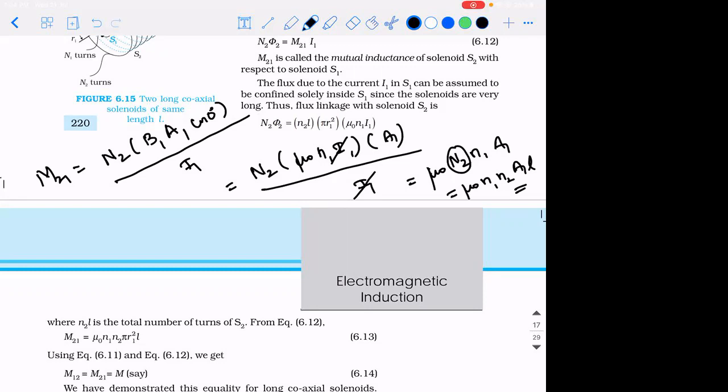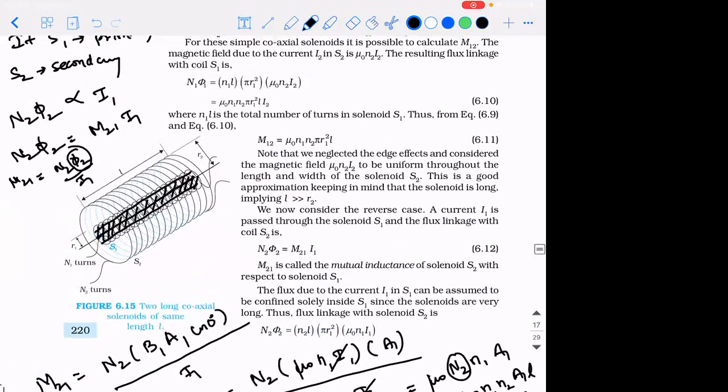Sir, one doubt, sir. Won't the flux decrease with distance? Why? No, in this case, the first coil is completely within the second coil. Why would it decrease with distance? Okay. So whatever is the flux that is linked with the first coil is the same flux present within the second coil. Okay, sir.